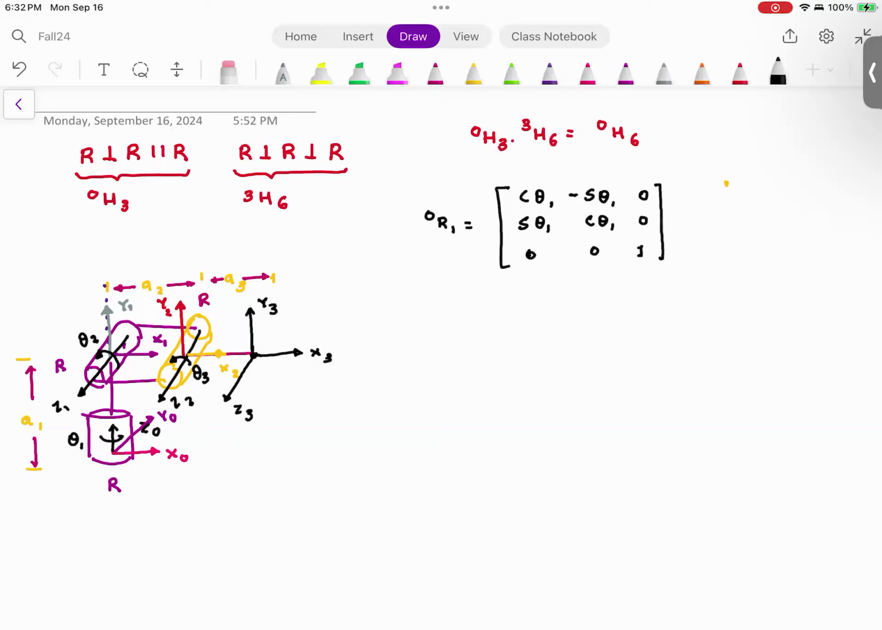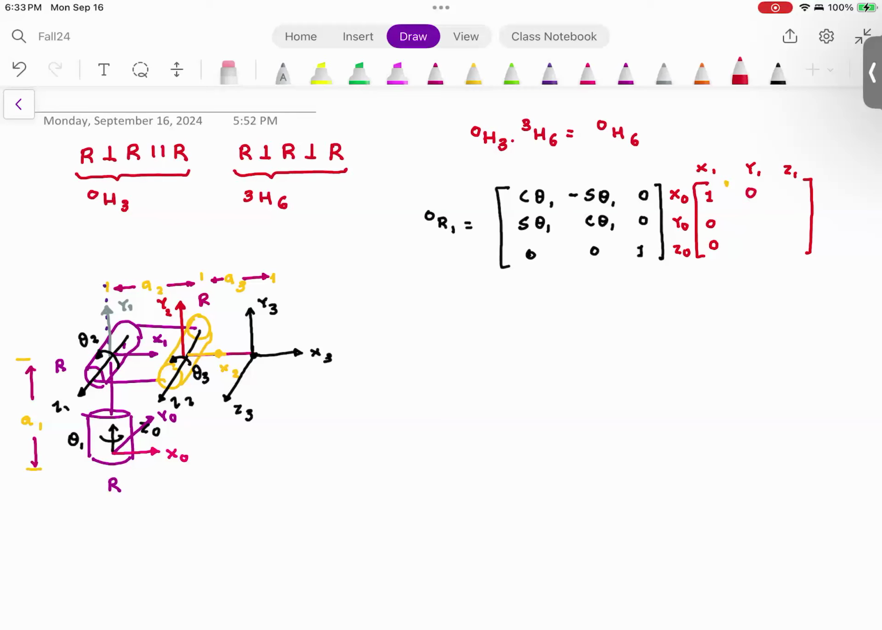And don't forget the projection matrix. The projection matrix is projection of new frame onto old frame. The new frame is x1, y1, z1. Old frame is x0, y0, z0. I want you to look at x1. Can you see x1 and x0? They are in the same direction. So I have one here, 0, 0. Can you see y1 and y0? They are in the same direction.